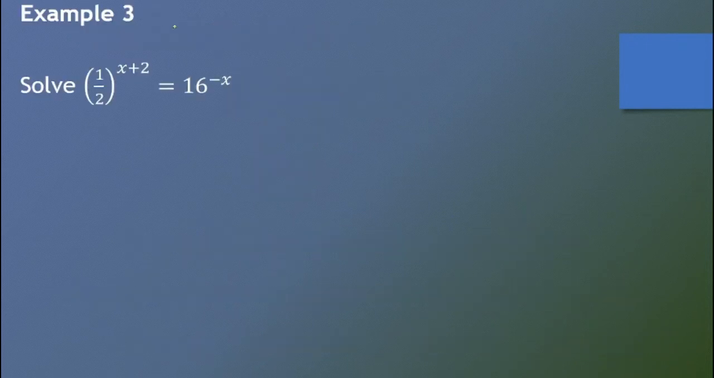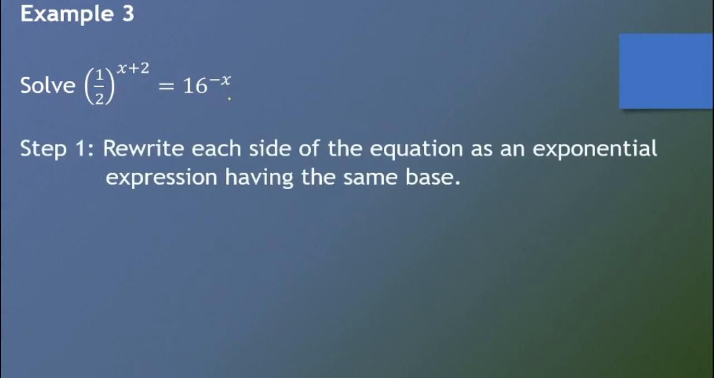For example, number 3, we need to solve 1/2 raised to x plus 2 equals 16 raised to negative x. So, again, for the first step, we need to write each side of the equation with the same bases. Ang pwede natin gawin dito is pwede natin gawing whole number si 1/2, or kung gusto niyo naman, pwede rin gawing fraction yung 16 para mag-equal sila. Pero ang ginawa ko sa given na to is si 1/2 ang ginawa kong whole number.